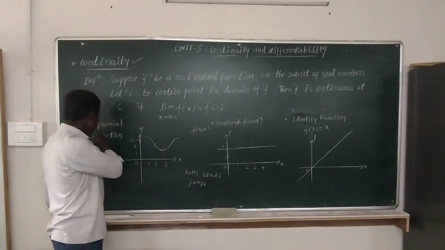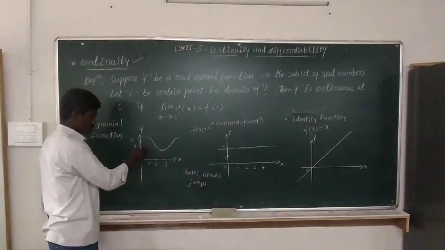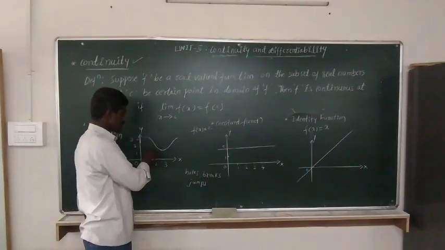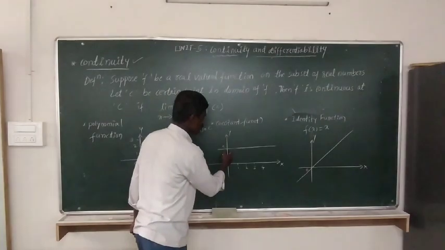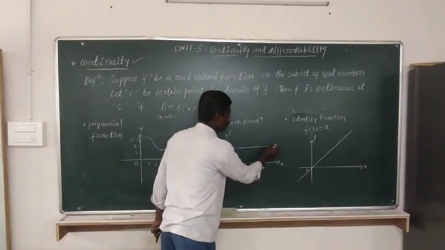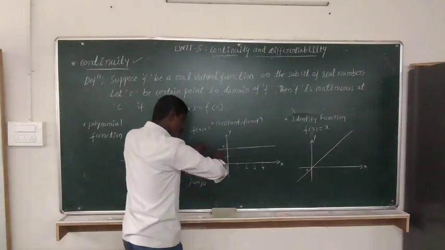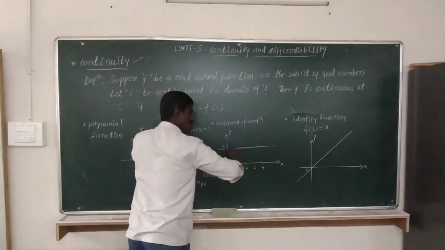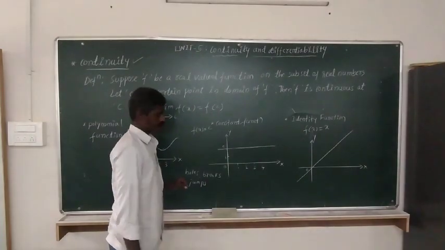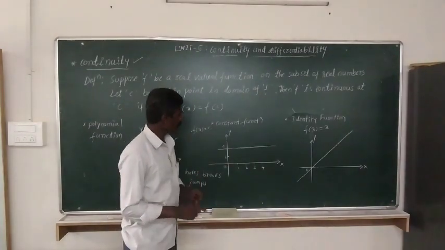As we studied, the polynomial function is a continuous function because we can draw the graph without lifting a pen or pencil. Here, the constant function is also a continuous function because we can draw the line without lifting a pen or pencil, extending the line infinitely on either side.